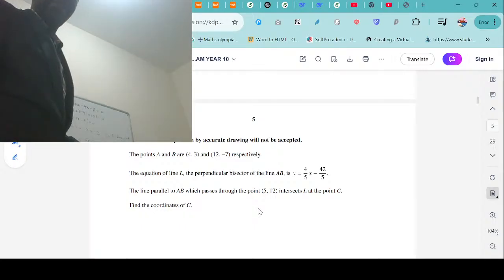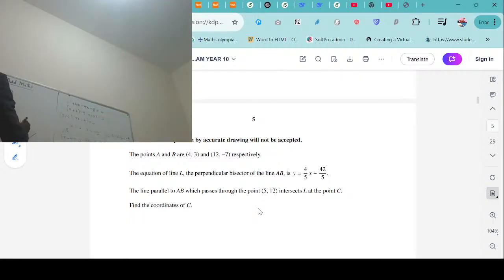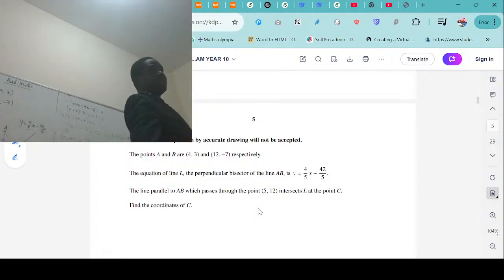Now, the perpendicular bisector of the line AB is given by, so we're given the equation of that line to be y equals 4/5 x minus 42/5. Now, I actually want to take this in a very intuitive way. Intuitive means that it will make it more natural to your understanding, because that's one of the challenges of students.